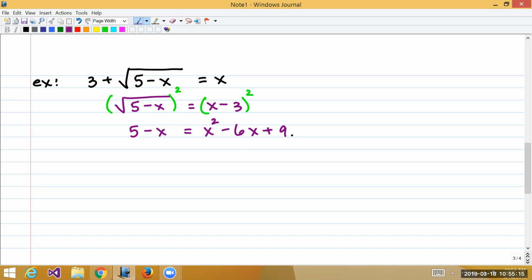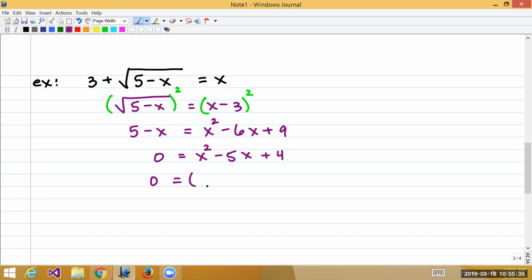And as you can see now, we are left with a quadratic equation. To solve a quadratic, we want to collect all the terms on one side. So we'll subtract 5 and add x to both sides. So that leaves us with, if I add x to this side, I have minus 5x. And if I subtract 5, then that leaves me with plus 4.